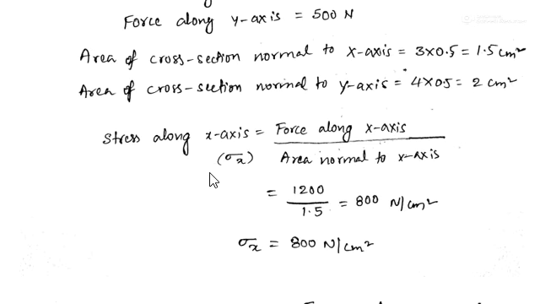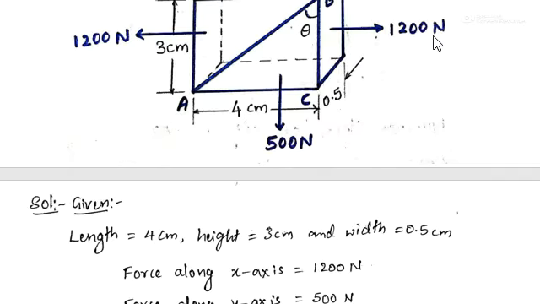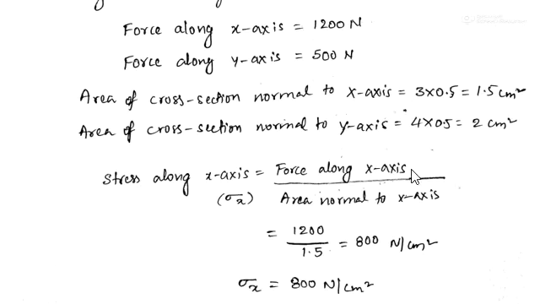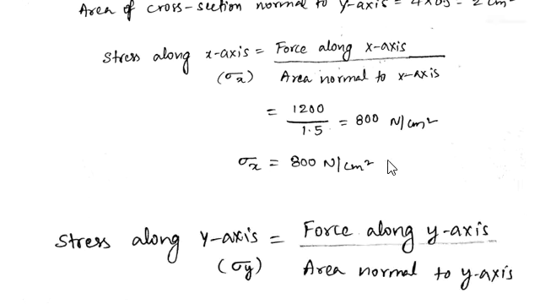So we are calculating sigma x here. So stress along x direction sigma x, we know the simple stress formula, force by area or load by area. So here force in the x direction is 1200 newtons, and area normal to x axis is 1.5 we got here. So when you simplify that, we are getting sigma x as 800 Newton per centimeter square.